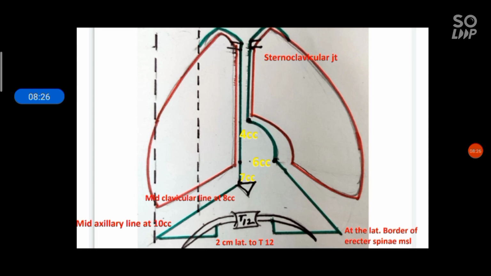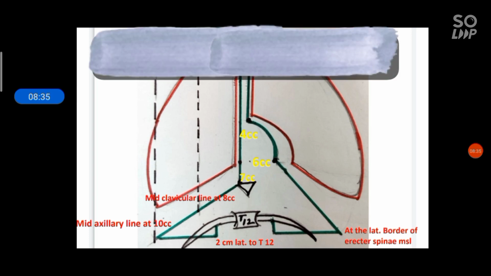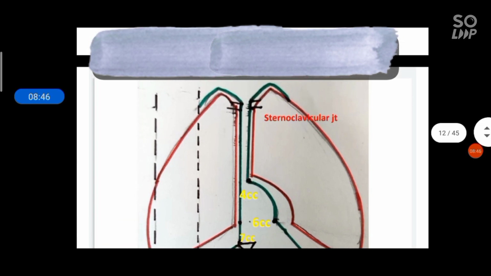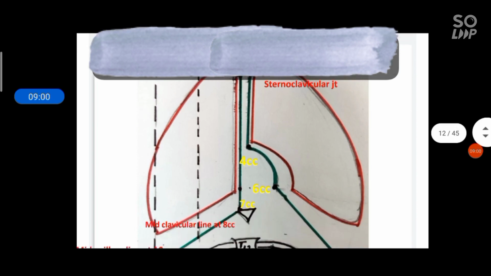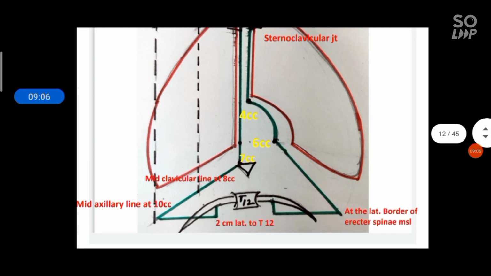The third point at the posterior aspect, the reflection of the pleura, is at the level of T12, 2 cm lateral to T12 at the lateral border of the erector spinae muscle. So these are the joining of the lines. On the upper part, just above the clavicle, it is 2.5 cm above the clavicle at the medial end, and 5 cm above the first costal cartilage. So these are the lines joined, the green line showing the reflection of the pleura.